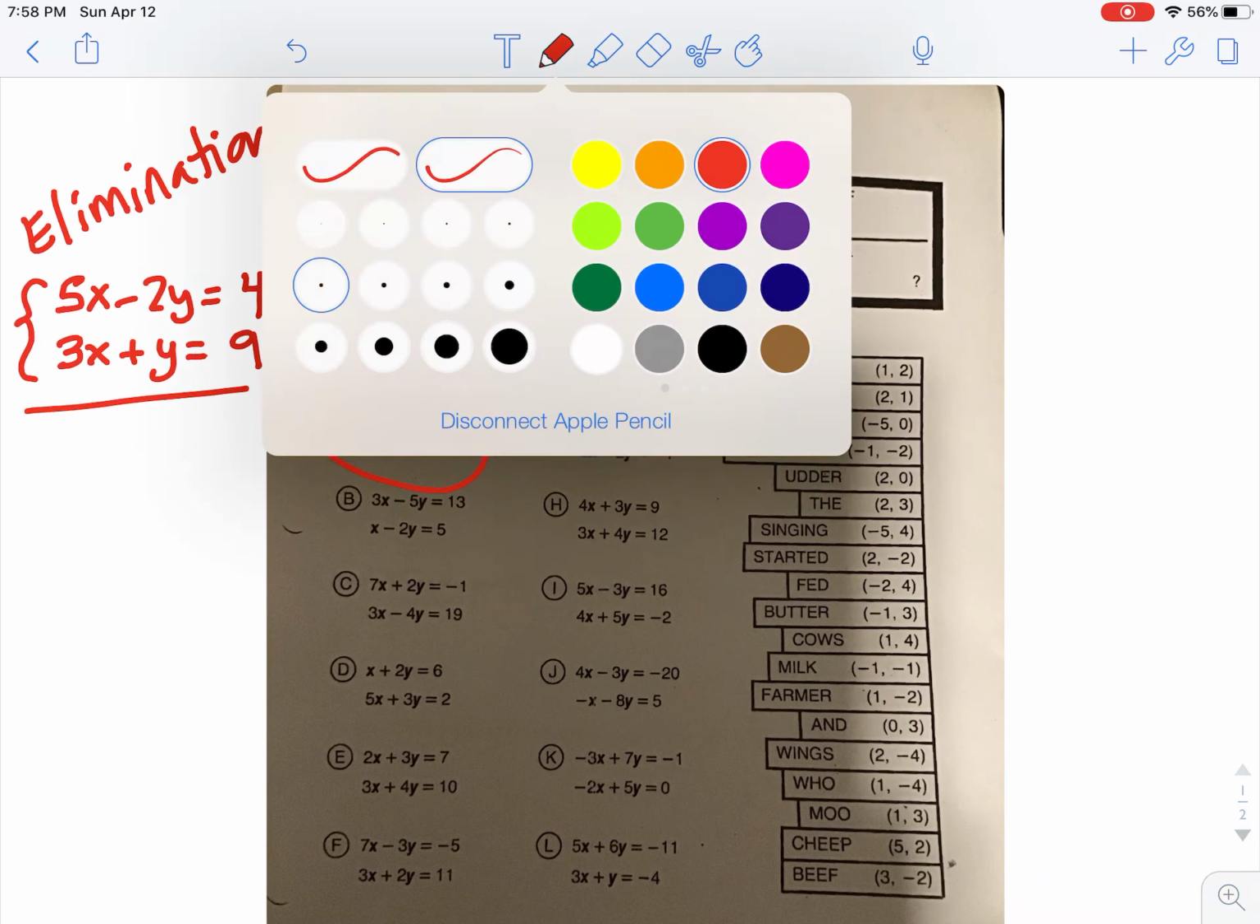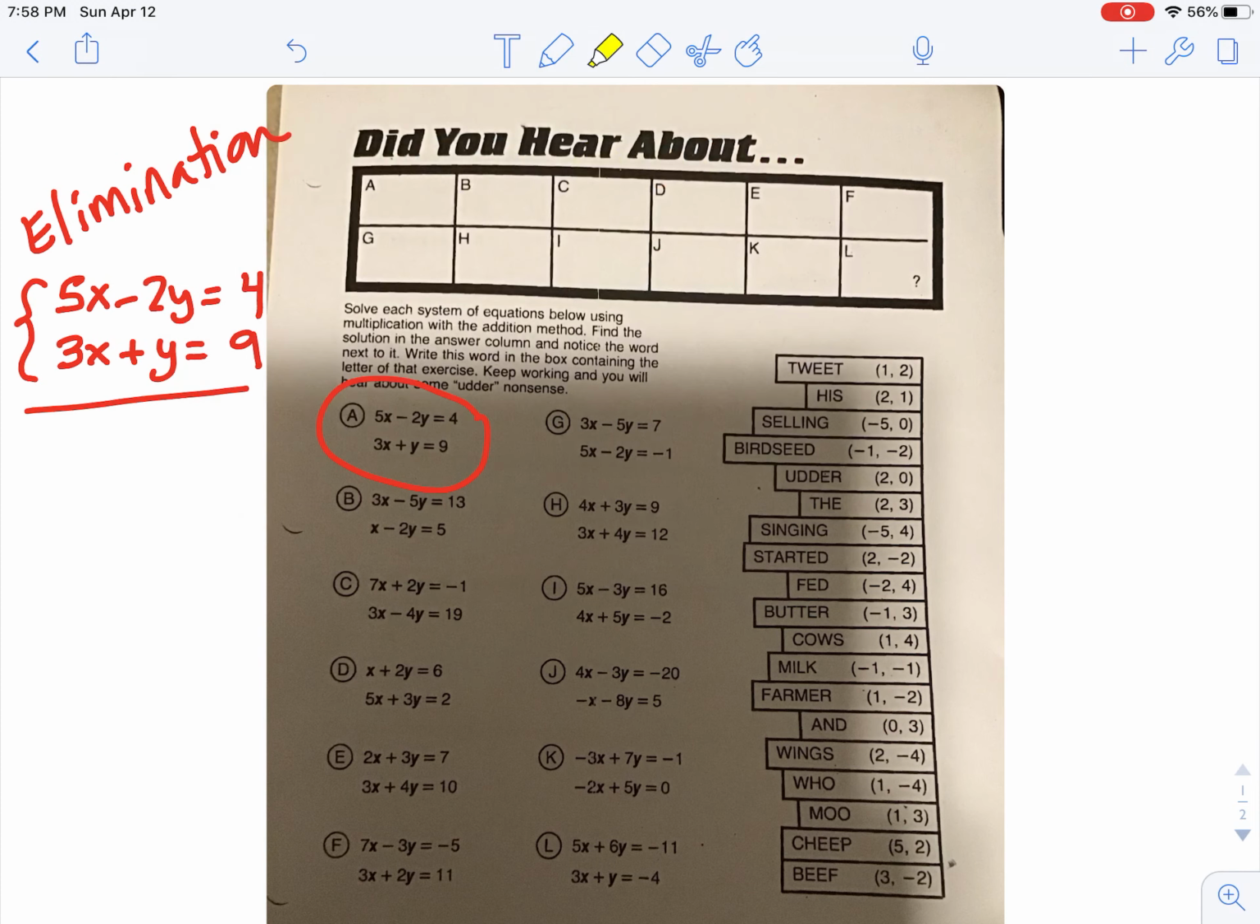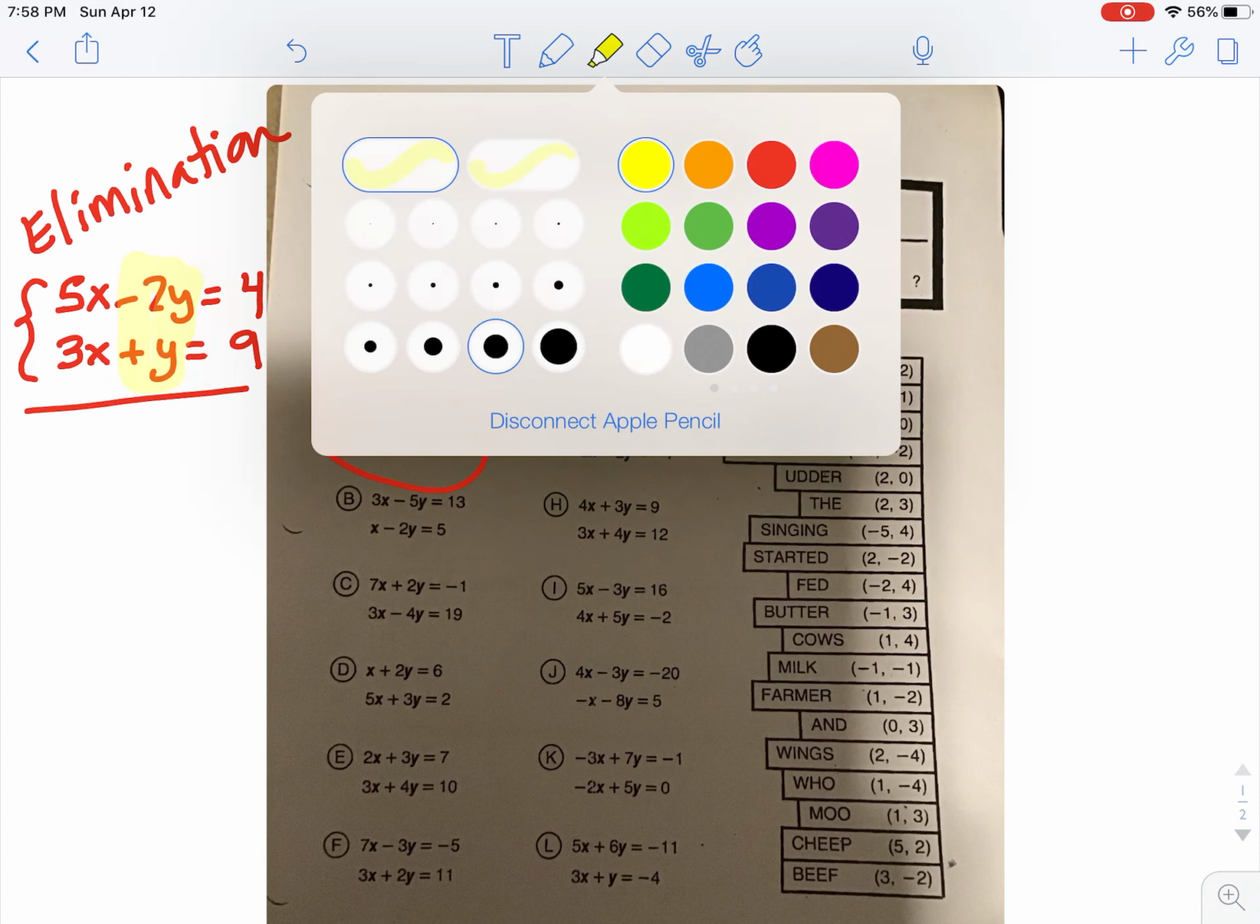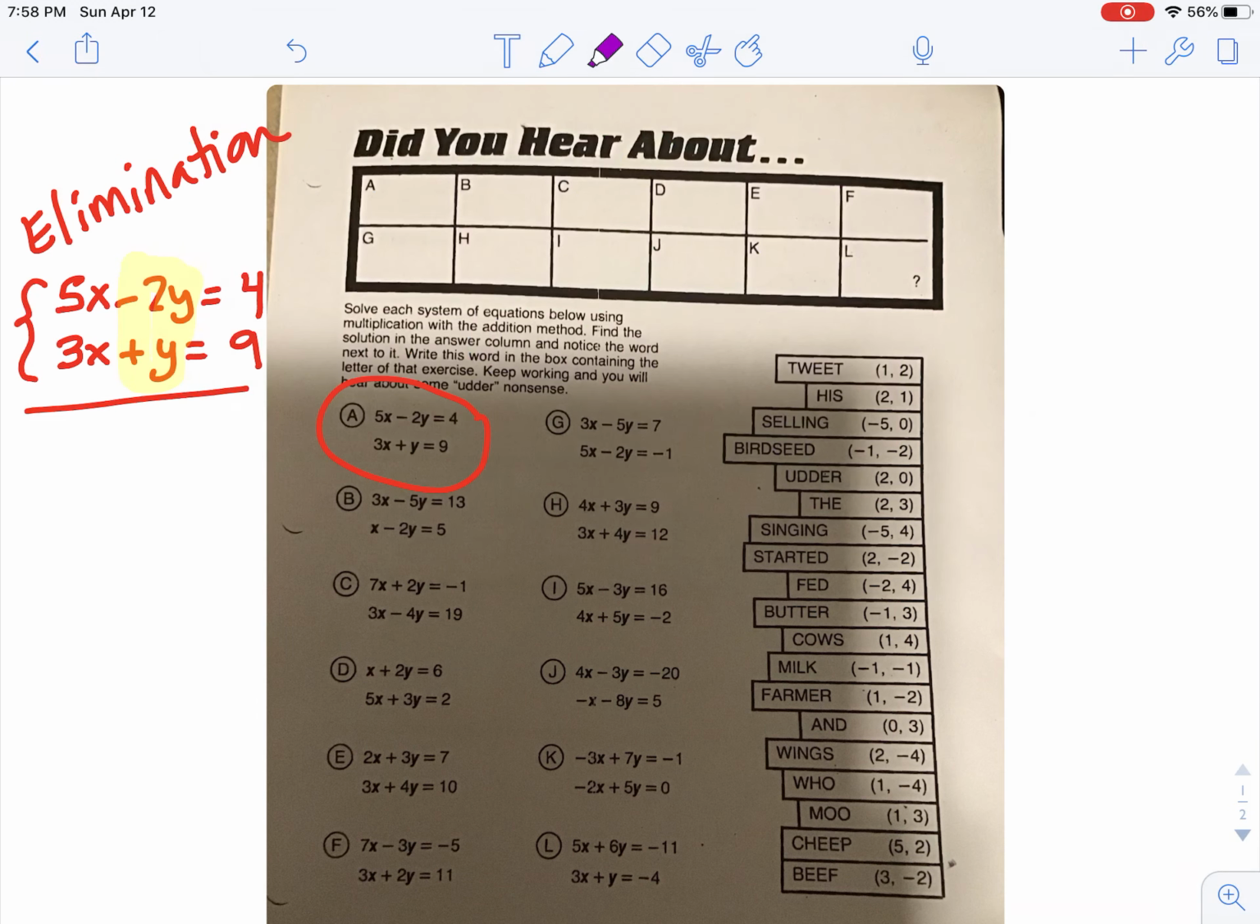Okay, so what I notice with this one is that my y's are pretty close, right? There's a negative 2y and a positive y, so one's already negative, the other's already positive, so hopefully I can get those to cancel out pretty easily. And the best way to do it would be to multiply the second row by 2, right? Because that would give me a positive 2y, and then those would cancel out.